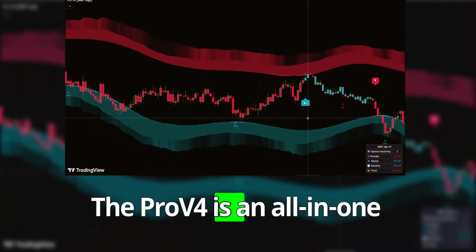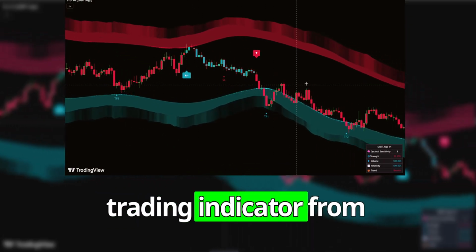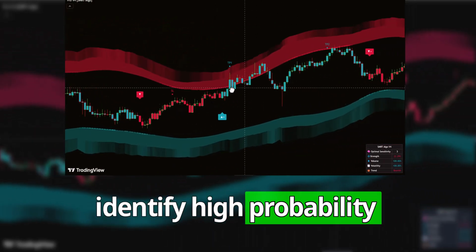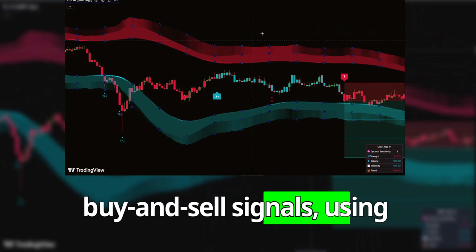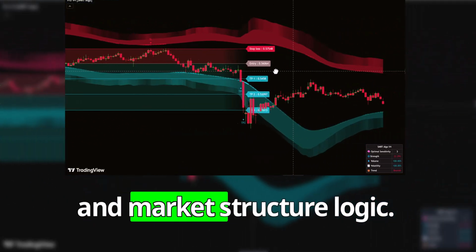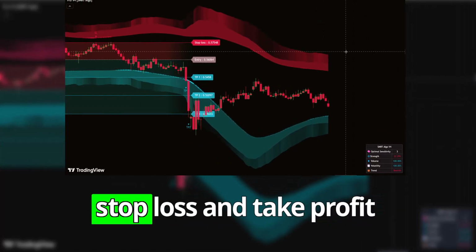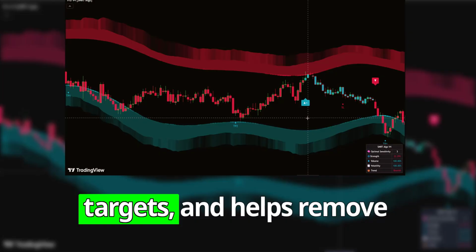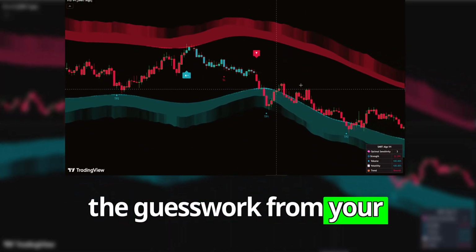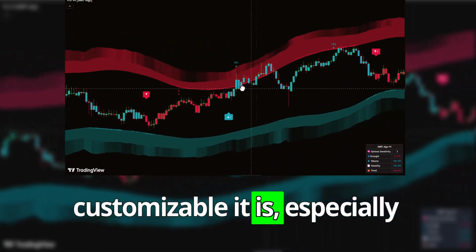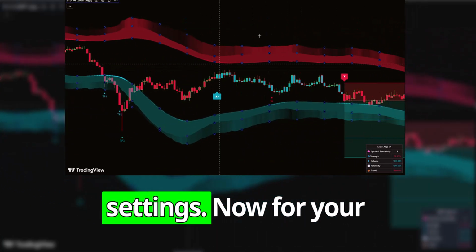The Pro V4 is an all-in-one trading indicator from SMRT Algo designed to identify high-probability buy and sell signals, using price action, momentum and market structure logic. It plots entries, gives you stop-loss and take-profit targets, and helps remove the guesswork from your trading. But the real power comes from how customizable it is, especially when it comes to the signal settings.